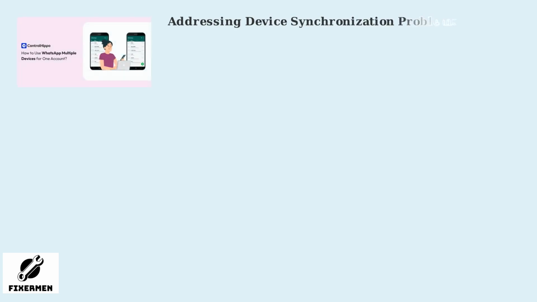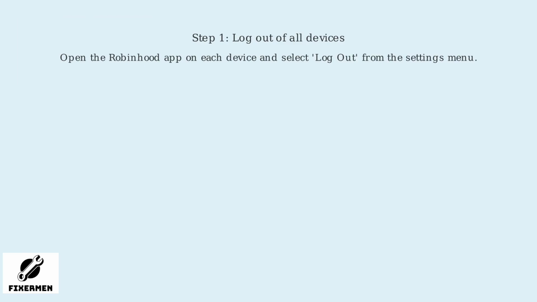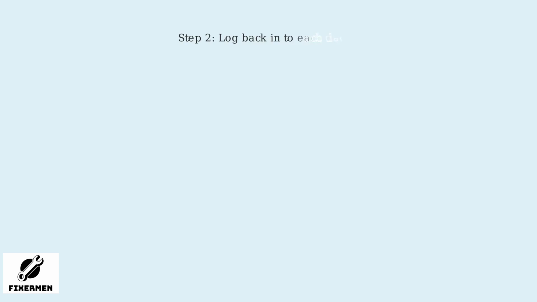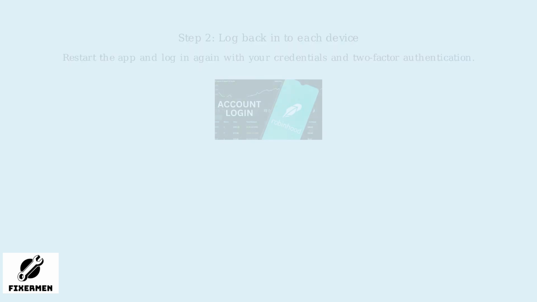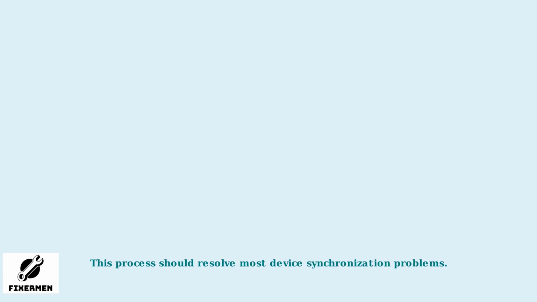When using Robinhood across multiple devices, synchronization issues can cause authentication problems like error 310. Ensure all your devices are properly linked to your account. First, log out of Robinhood on every device you use. This clears any conflicting session data that might be causing the synchronization issue. Next, log back into each device one by one. This forces a fresh synchronization with your account, resolving any previous issues. By following these steps, your devices should synchronize properly, eliminating error 310 related to device conflicts.